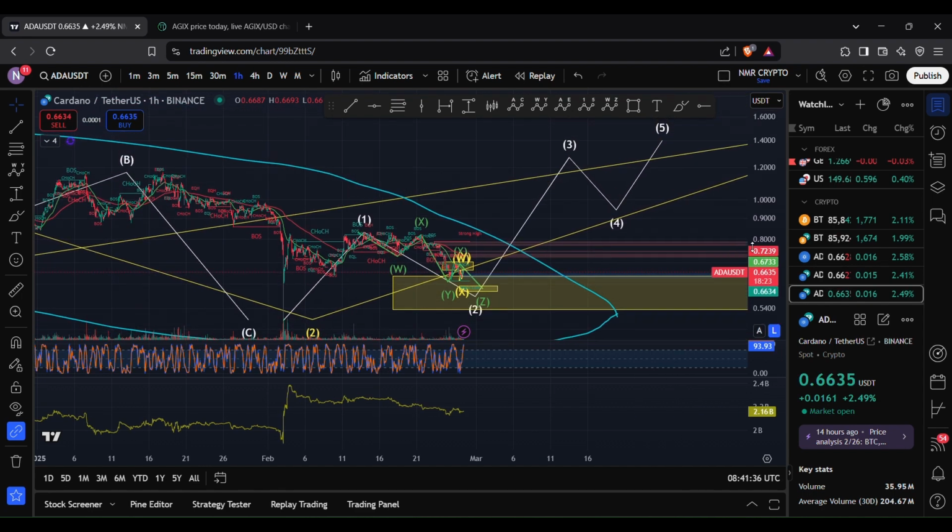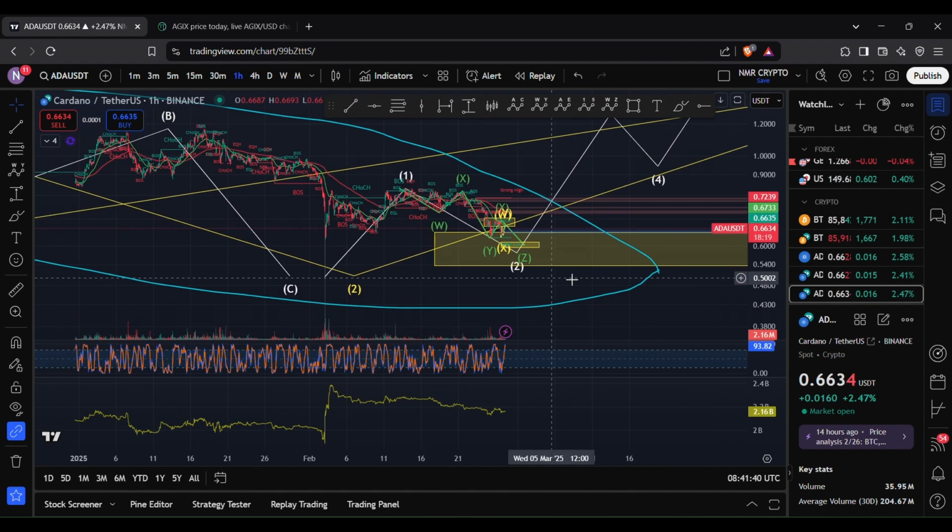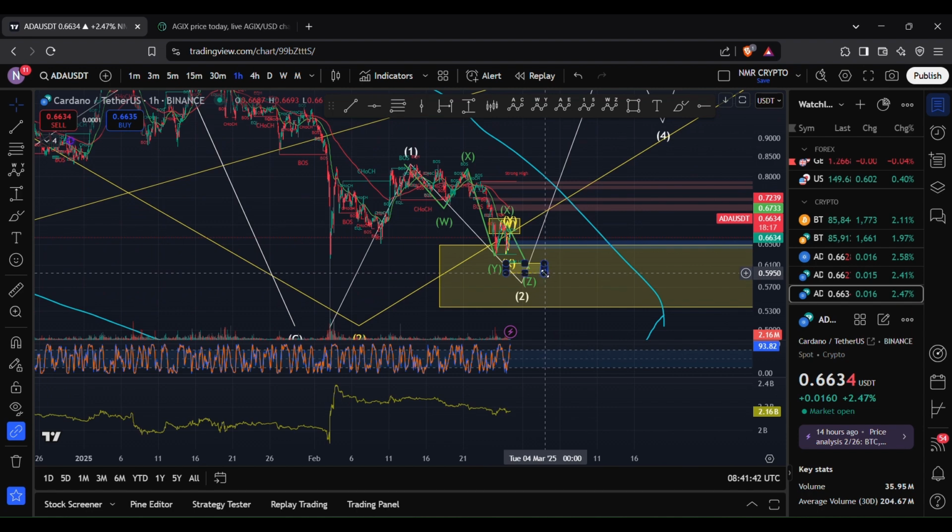And so, yeah, that's just my quick update on Cardano ADA. Just to summarize, I do anticipate us seeing a final move to the downside where we could potentially see ADA reach that 59 cents to 61 cent range.